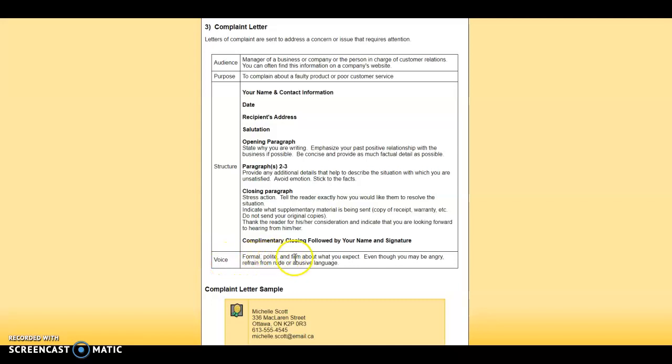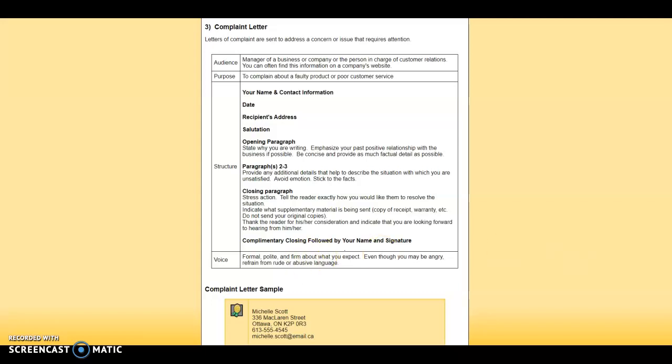Okay? And then, of course, in terms of the voice, you're still going to be formal. You're still going to be polite. But it's a complaint letter, so you might be a little bit firmer and a little tougher than you would be in a cover letter or an inquiry letter. You're not going to be angry, though. If you write something in anger or if you use bad language, the person you're writing to is probably less likely to help you and to sympathize with your problem. So sure, you can be a little firm and kind of show that you're unhappy with the situation, but you don't want to come across as angry or rude.